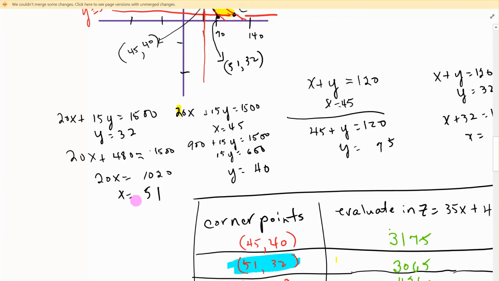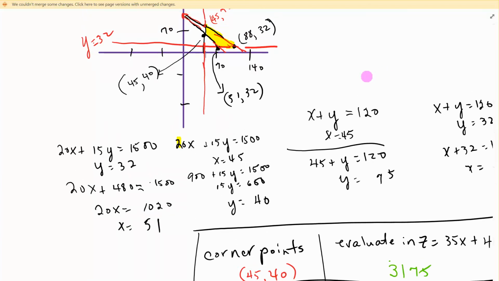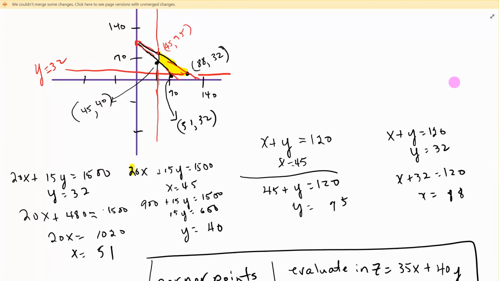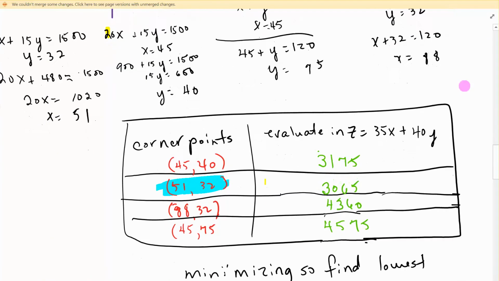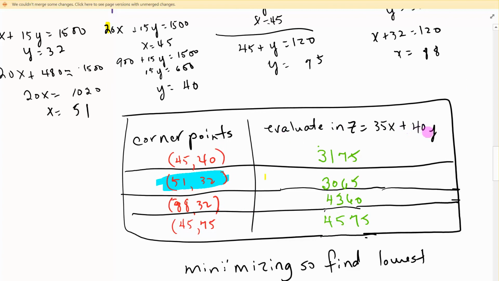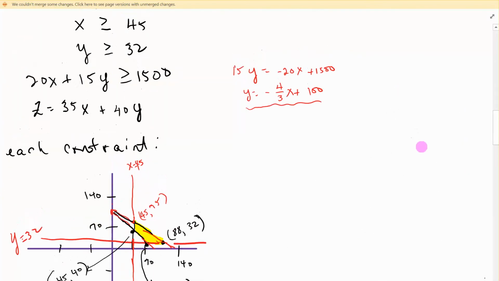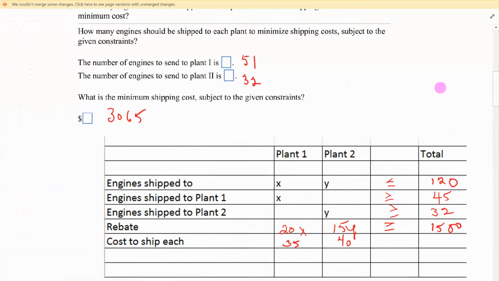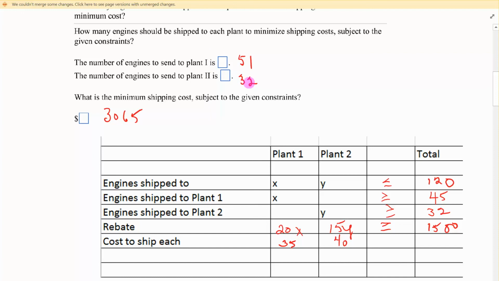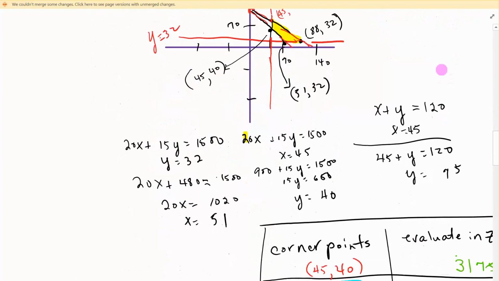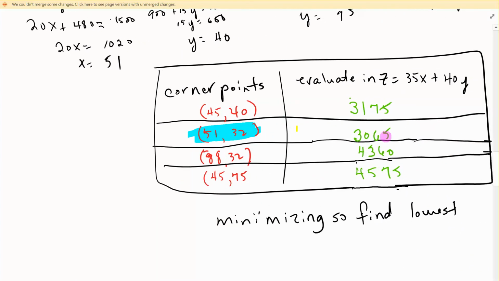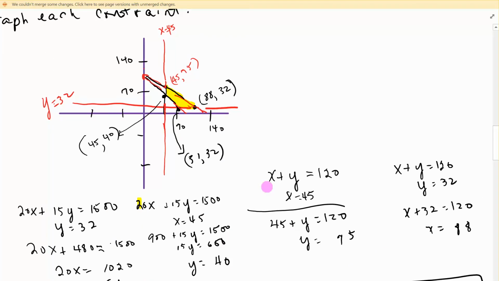substitute the 32 in, and you get X is 51. So I set equations equal to each other and got the corner points. I listed those corner points here, evaluated in my objective function, and I was trying to find the minimum. I indeed found that to be 5132. And so when you go back up to the question, 51 going to plant 1, 32 going to plant 2, minimum shipping cost when you plug in 51 and 32 does give you 3,065. So it's the same process, little bit of work here, but same process.